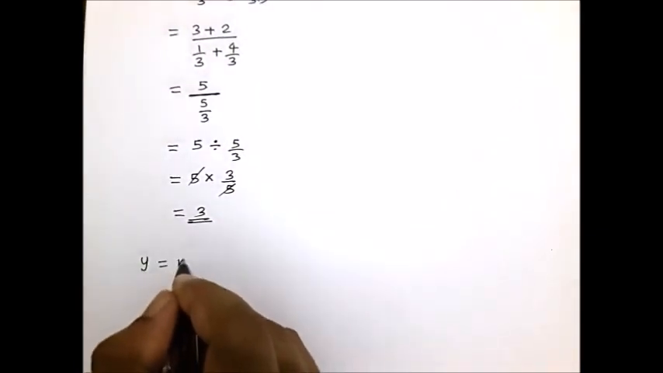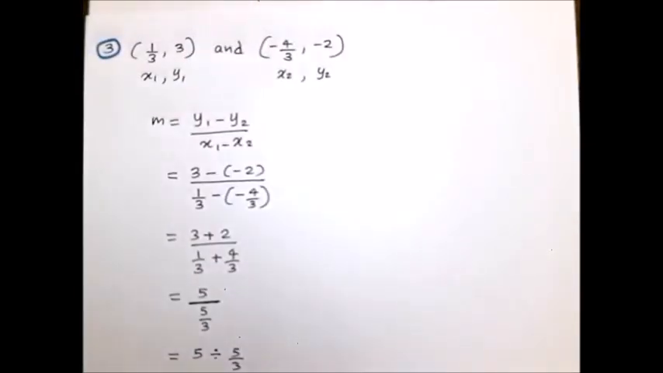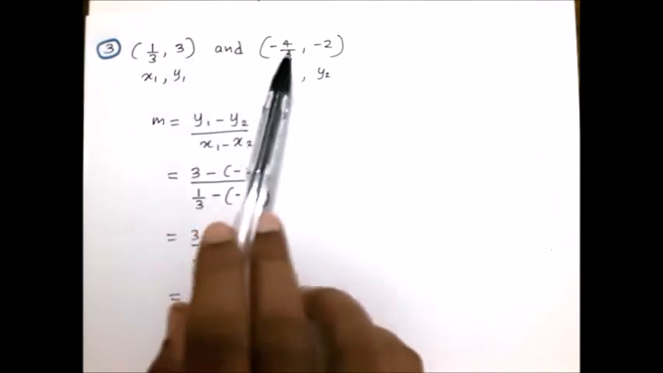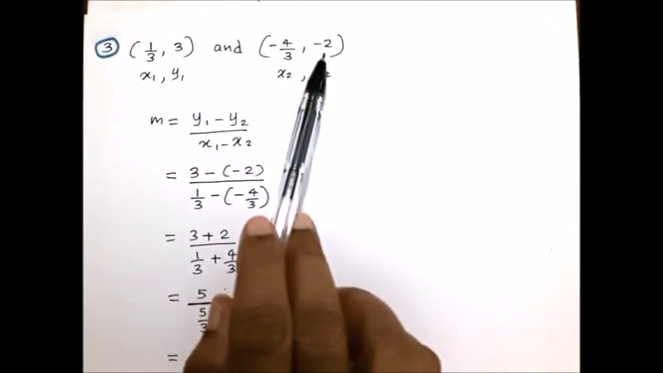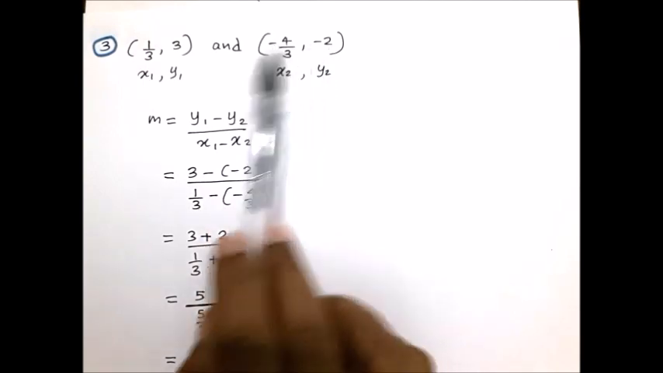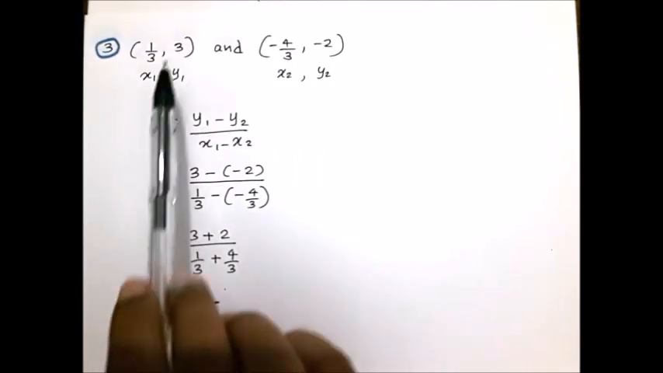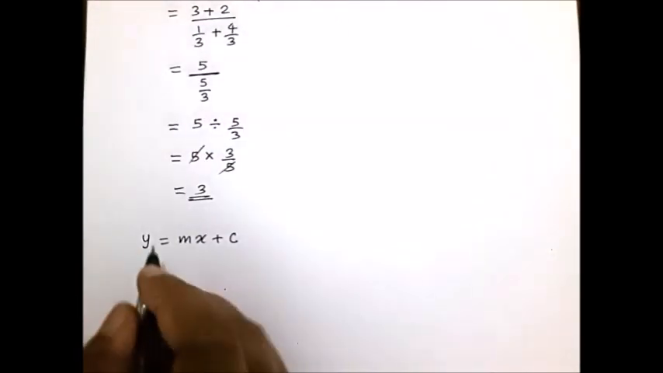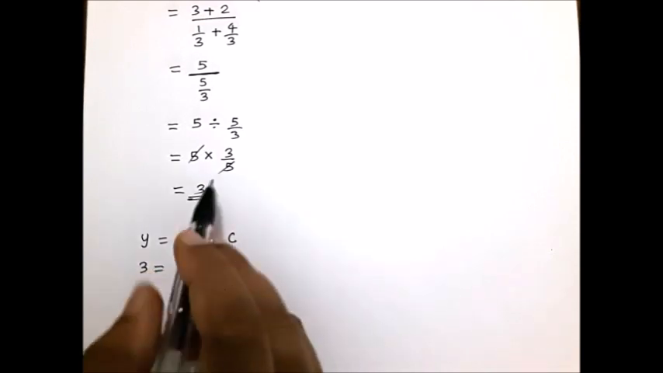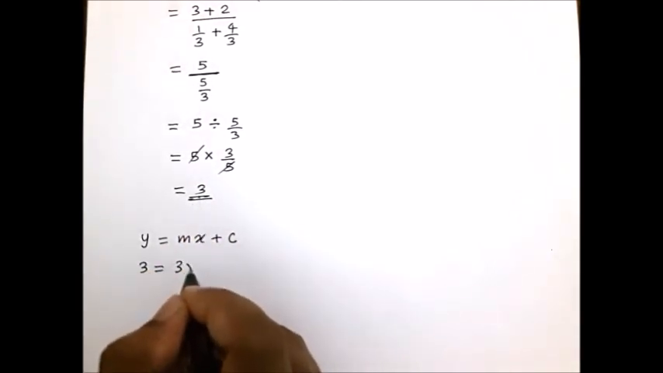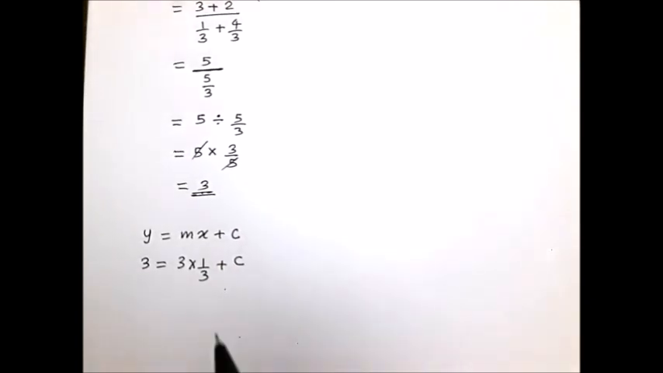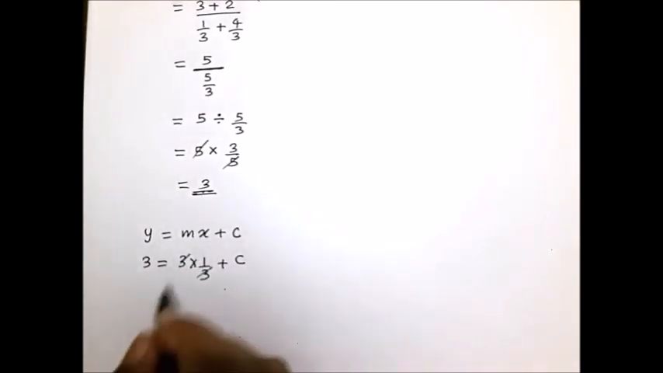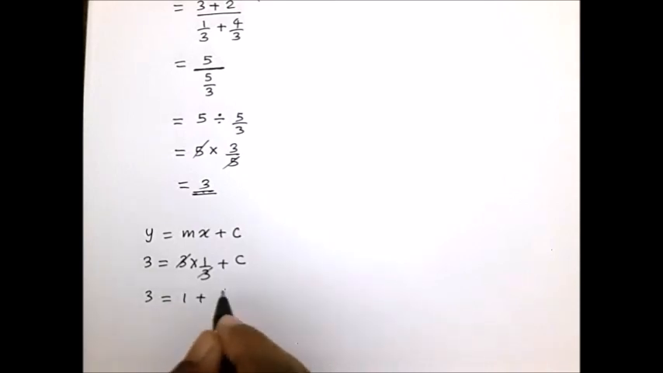Now take this equation y equals mx plus c. Substitute any coordinate. I am going to substitute this coordinate because here both x and y are minus, and it is difficult to substitute minus values and simplify. So I am going to substitute this one for x and y. y is 3, m is plus 3, x is 1 over 3. Now you can simplify these two: 3 times 1 over 3 is 1. 3 equals 1 plus c. Subtract 1 from this side. c equals 2.